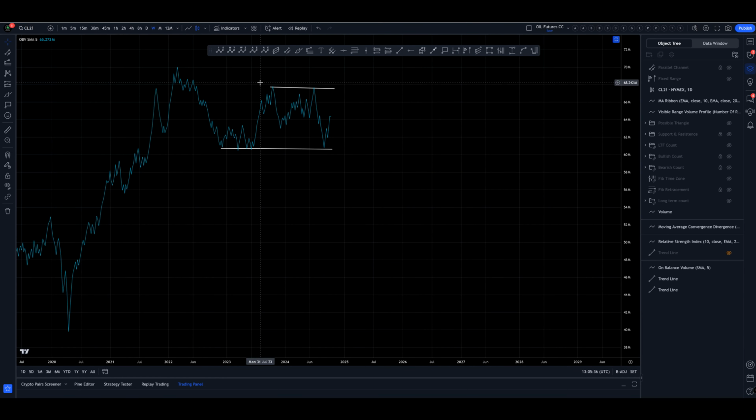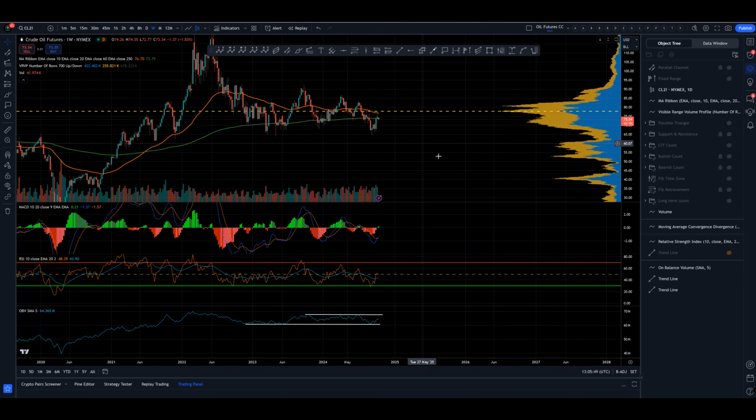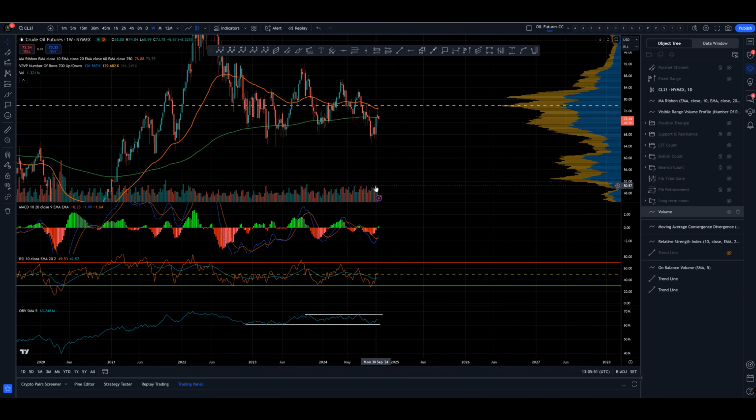We can see that we're ranging still in a very broad range on the OBV, neither breaking it to the upside or the downside on the weekly time frame. So still consolidating before we make anything really clear. Volume has ramped up on the weekly time frame a little bit lately, so maybe a sign that we're about to make a stronger move.